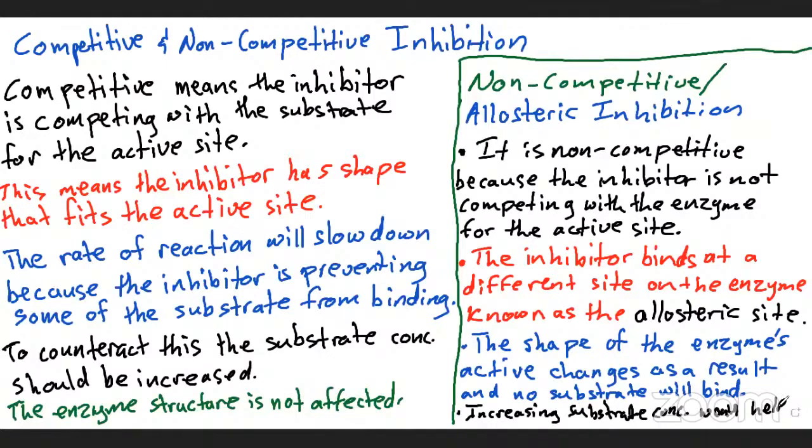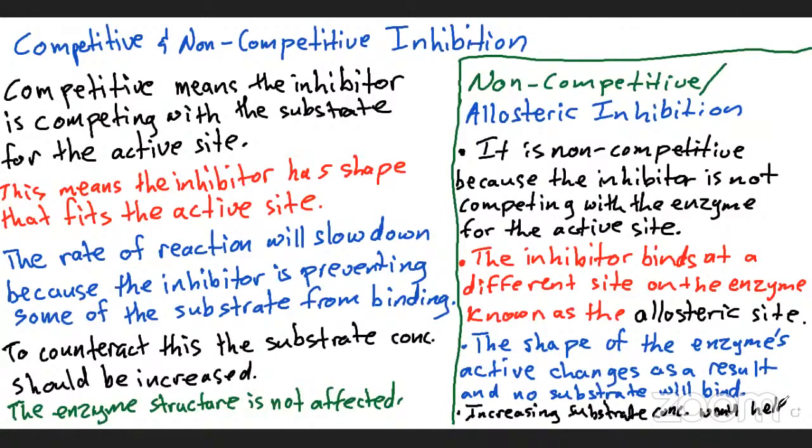All right, so in competitive and non-competitive, as the name suggests, one inhibitor is competing with the active site. That means it has the same shape as the active site, or the complementary shape for the active site. And the substrate would have the same shape, so they are competing for the active site. That is why it is competitive.